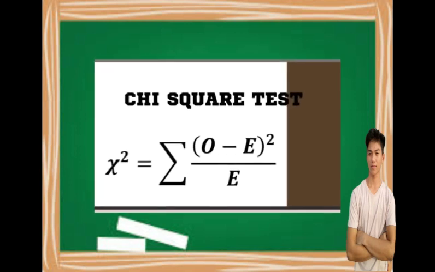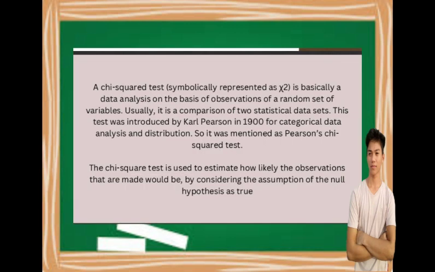Good day everyone, I'm Junji Politud from Best Ed 1A, and as of today, we will be discussing the chi-square test. So, what is a chi-square test? A chi-square test is basically a data analysis on the basis of observations of a random set of variables. Usually, it is a comparison of two statistical data sets. This test was introduced by Karl Pearson in 1900 for categorical data analysis and distribution. Hence the name Pearson's chi-square test.